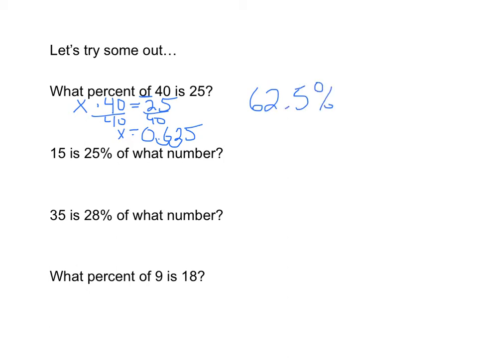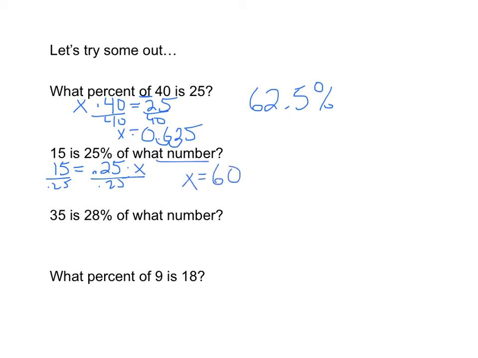So 62.5%. Now I want you to go ahead and pause the video and try these next ones out on your own. See if you can set them up. So 15 equals 25%. 25% as a decimal is 0.25 or 25/100 times x. So I'm going to divide both sides by 25/100, and I get an answer that x equals 60.